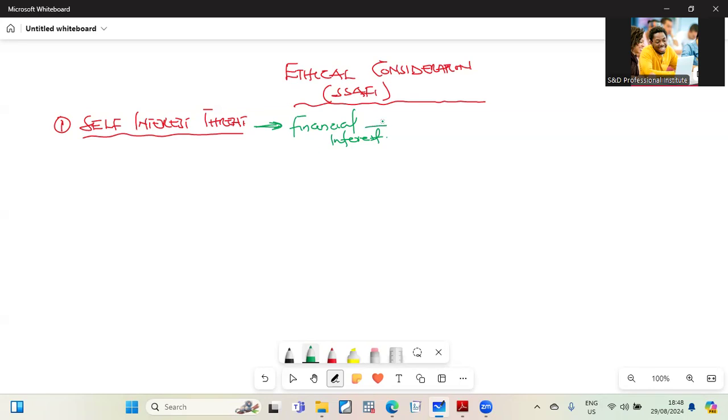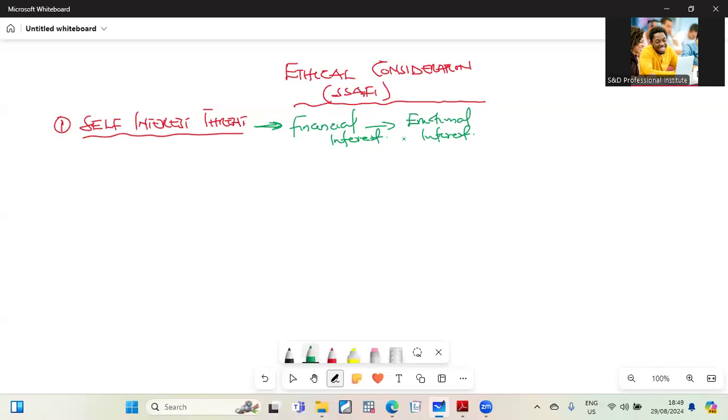Maybe sometimes it may not be financial, but you want somebody to do well and that person is connected to you. So we call it emotional interest. All right. So basically that is that. These are the periods you apply self-interest threat.